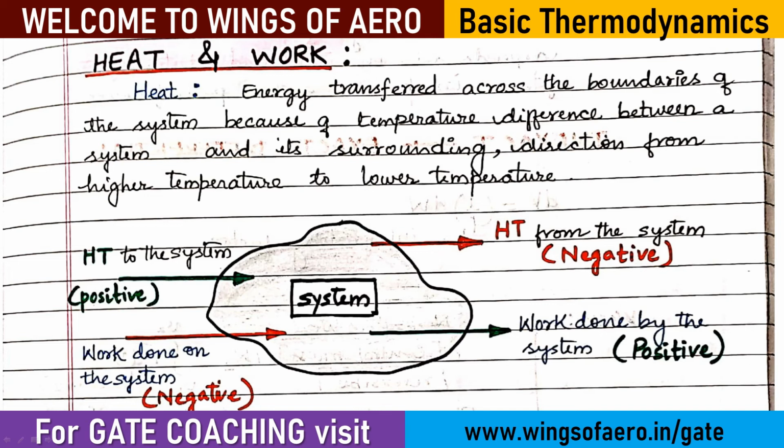Now you should know how heat and work done are related with the sign convention. As I already said, this sign convention is very important, and we will solve some numericals based on it too. You can see this is a system, the outside is the surrounding, and the black line across is the boundary of the system.